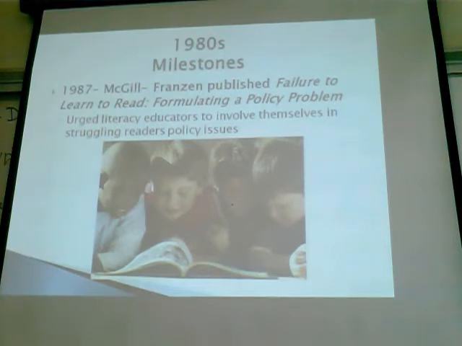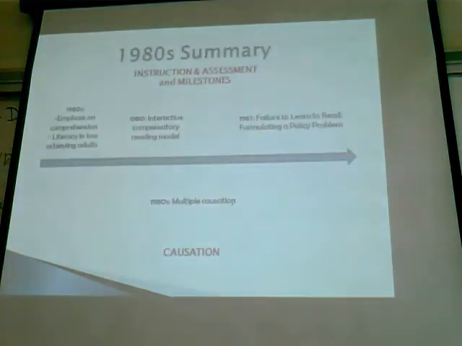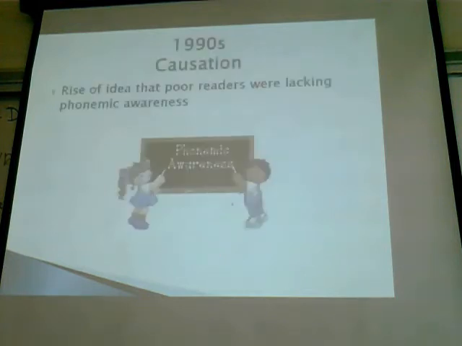The milestones in the 1980s. 1987, McGill-Franzen published Failure to Learn to Read: Formulating a Policy Problem. It urged literacy instructors to involve themselves in struggling readers' policy issues. This is the 1980s summary of instruction and assessment and milestones and causation.